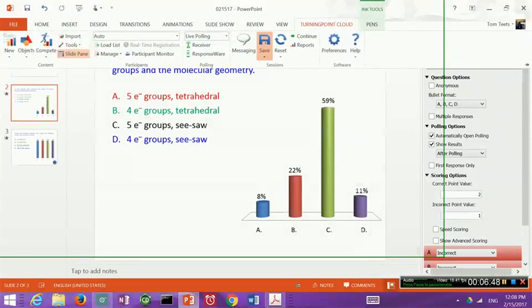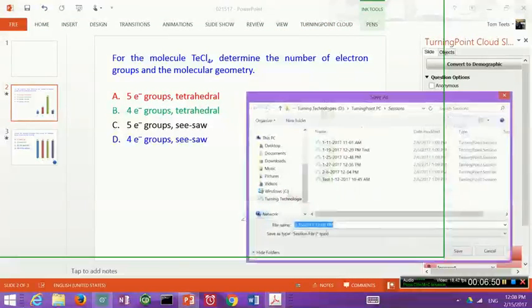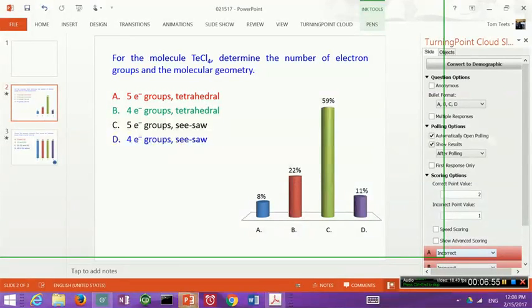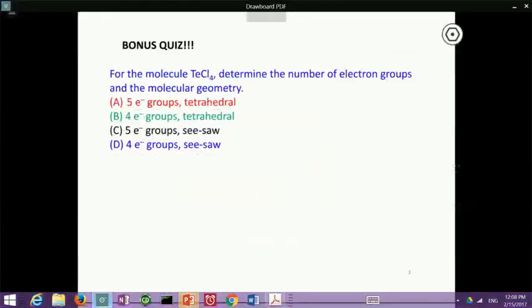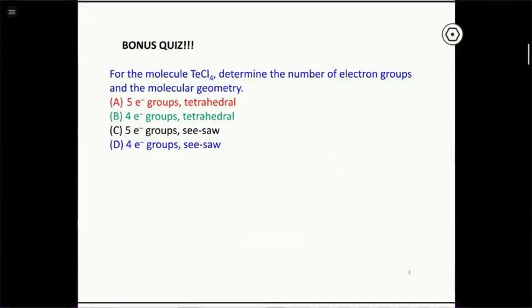I'll save this. Okay, so let's get back and refocus. I'll go through this problem quickly. So those of you that had C were correct. Let's see why that is.